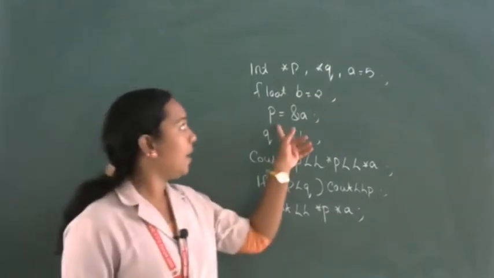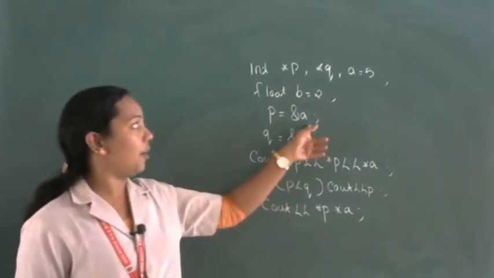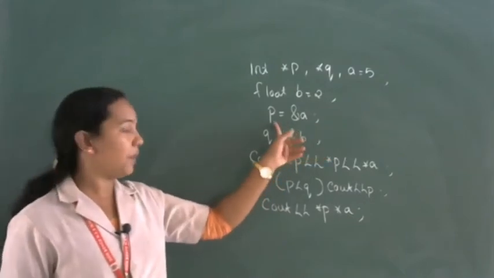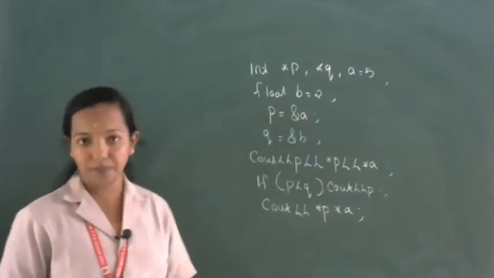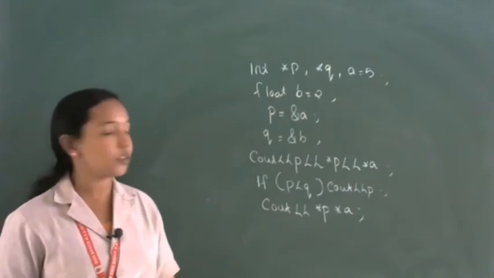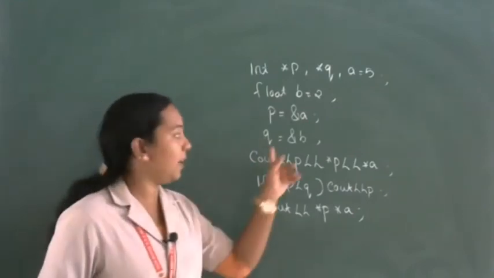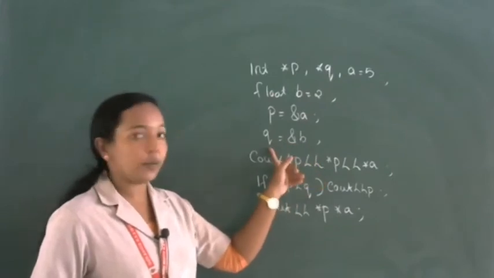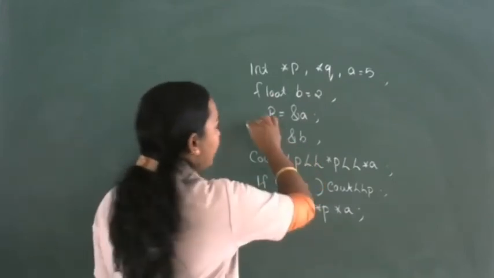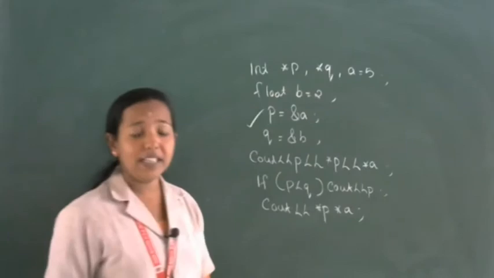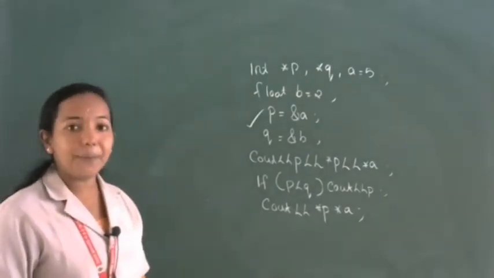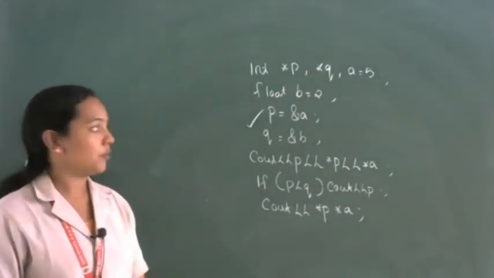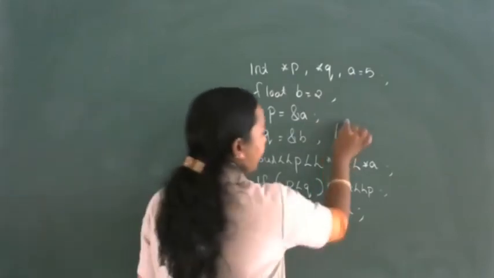The next one, p = &a. It's correct because p is integer, a also integer. Then again there is no error in the third statement. Then q = &b. Here q is integer but b is float. So there will be an error.